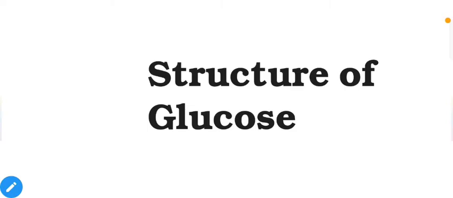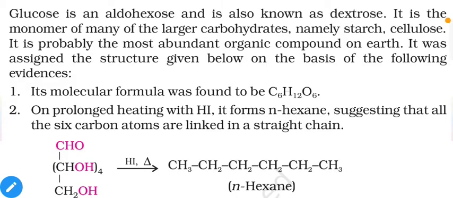Now let's talk about the structure of glucose. With step-by-step reactions, we will try to find which type of structure glucose has. Glucose is an aldohexose. From the name we can say that it contains an aldehyde group and 6 carbons. It is also known as dextrose. It is the monomer of many of the larger carbohydrates, namely starch and cellulose. It is probably the most abundant organic compound on earth.